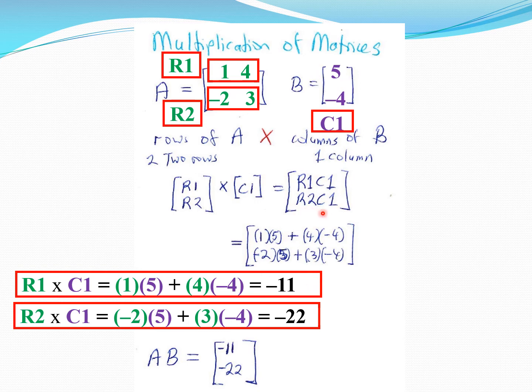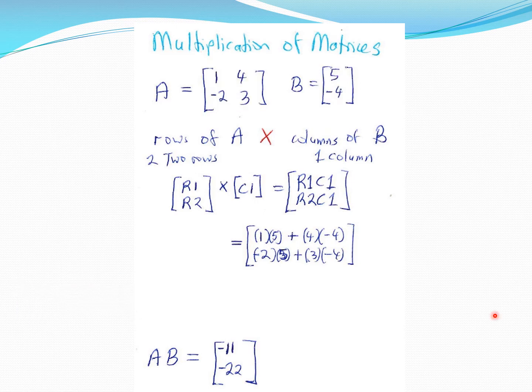Row 2 by column 1 gave us minus 22, and there's the minus 22. So here's how the operation would look without the detail. So we multiply row 1 by column 1, and that's row 1 by column 1 there. And then we did row 2 by column 1, and there it is there, and that's our final answer.